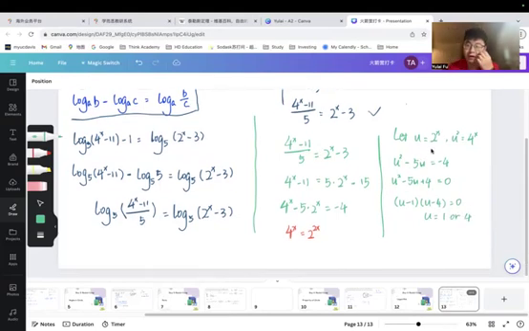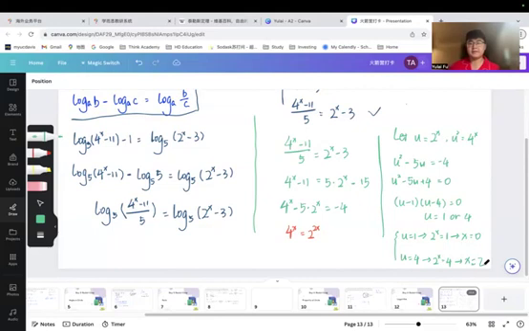So what is our u? Our u equals 2 to the power of x, so we have two possibilities. If u equals 1, this gives us 2 to the power of x equals 1, which gives us x equals 0. Another one is u equals 4, so 2 to the power of x equals 4, and we have x equals 2.